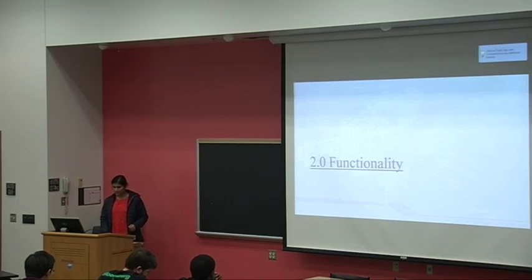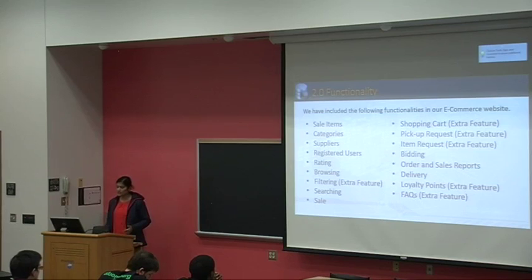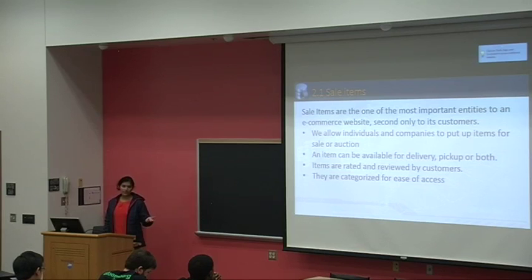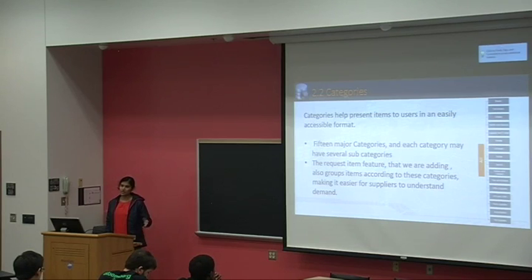So, talking about the functionality, these are all the required and extra features that we have in our website. I'm only going to focus on things that we have added as opposed to things that are already part of the requirement. Sale items are key items in any website because it's an e-commerce website, and they're going to be categorized into 15 major categories and several subcategories for each of the categories.